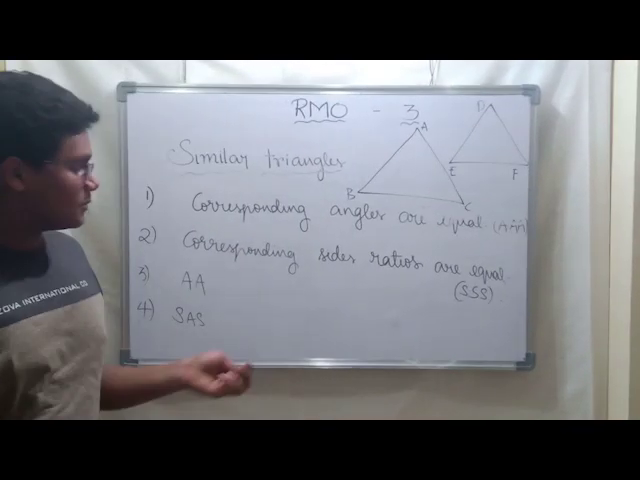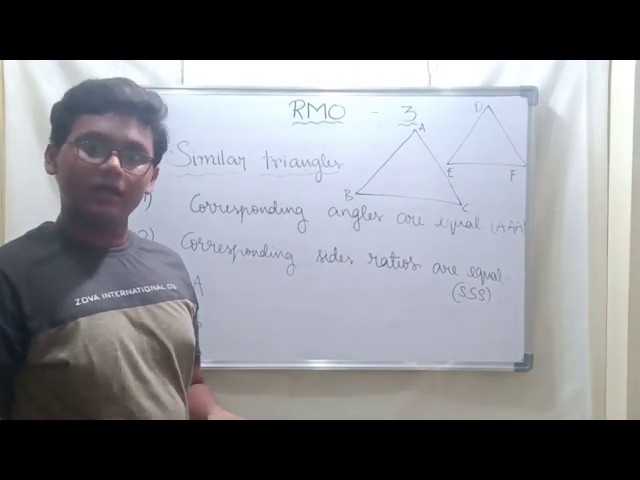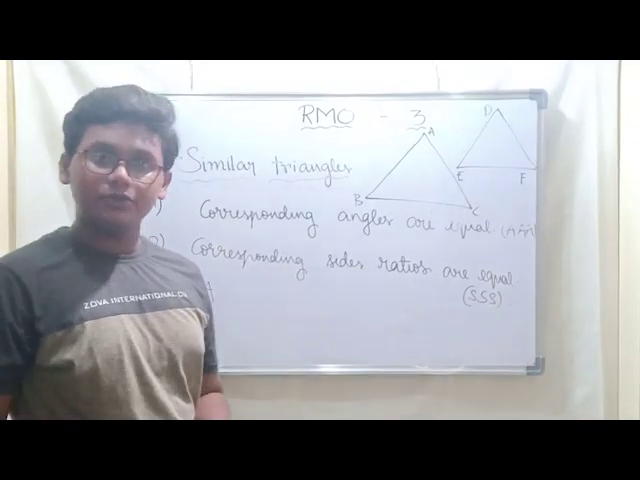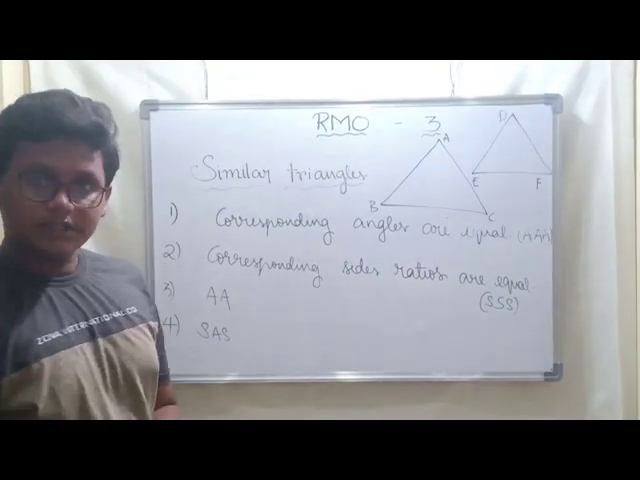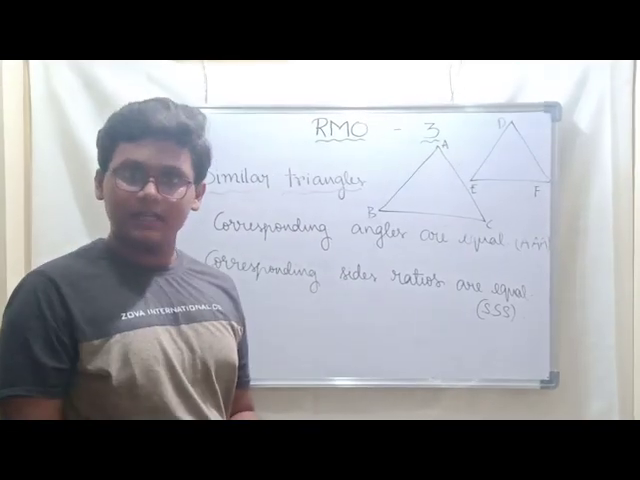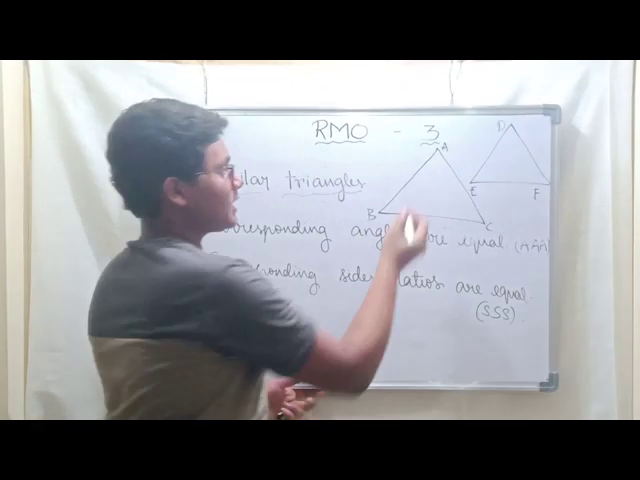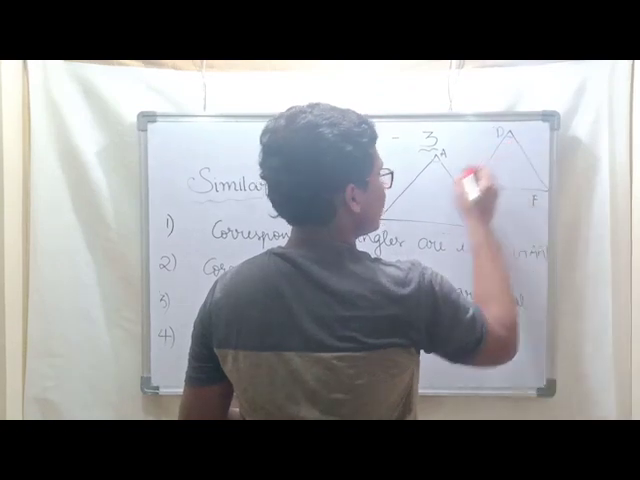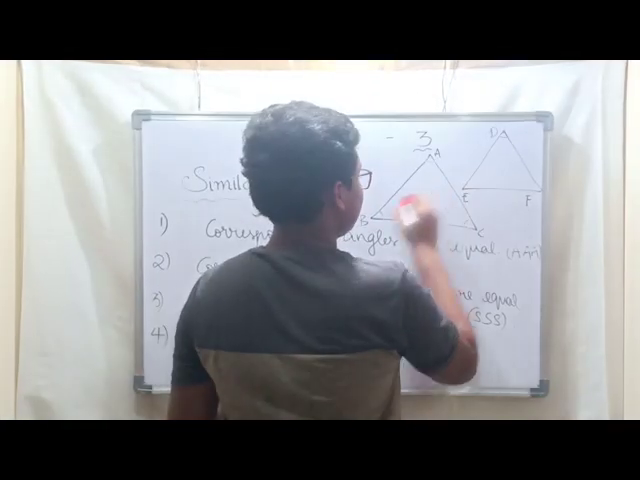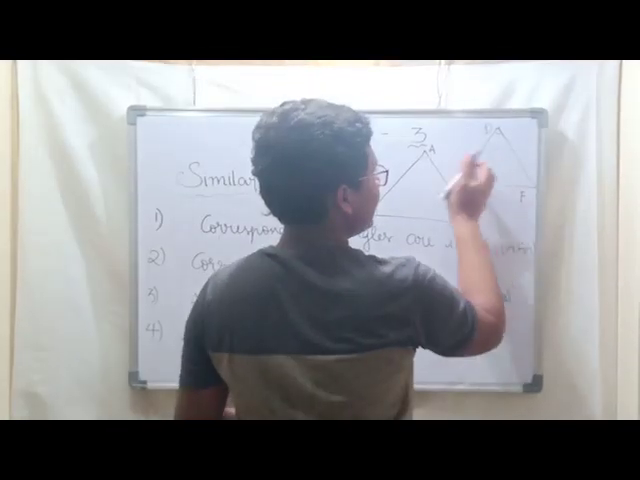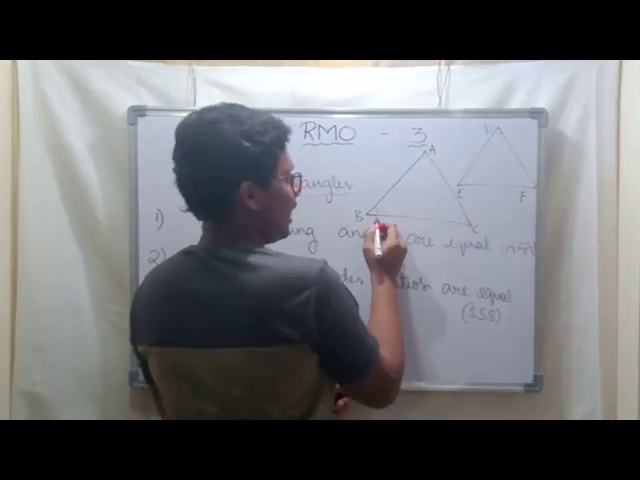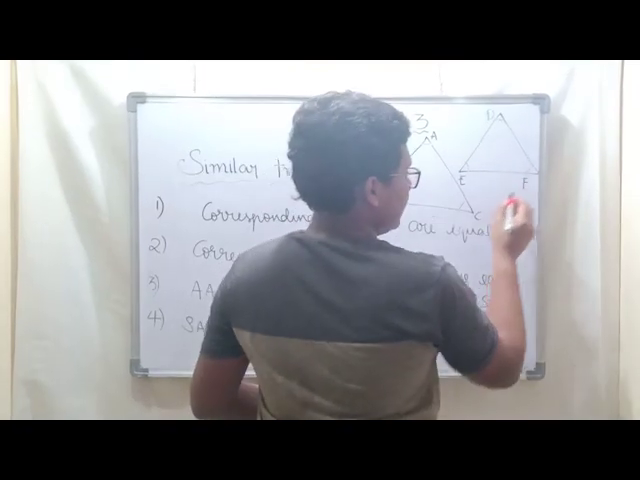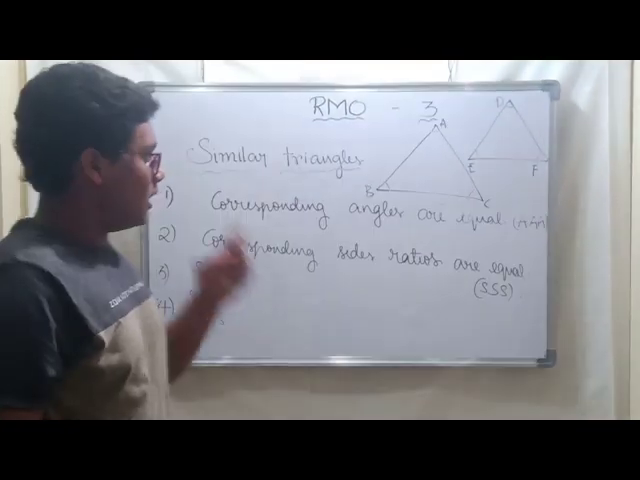For similar triangles, there is no need to be equal. They may be equal, they may not be equal. But for similar triangles, their shapes and angles should be equal. Shapes should be the same and corresponding angles should be equal. Angle A and angle D are corresponding angles, angle B and angle E are corresponding angles, and angle C and angle F are corresponding angles.